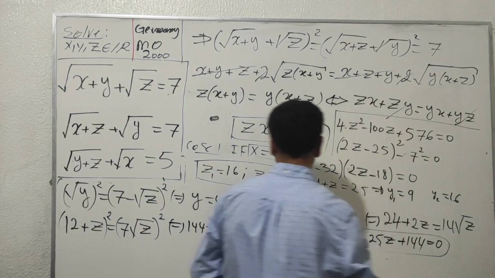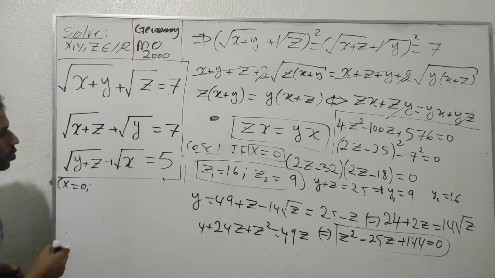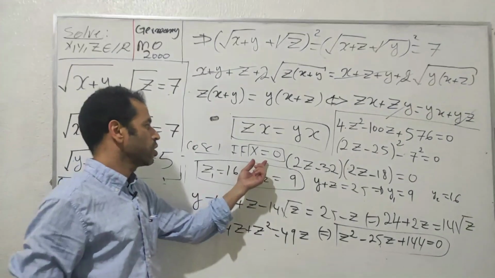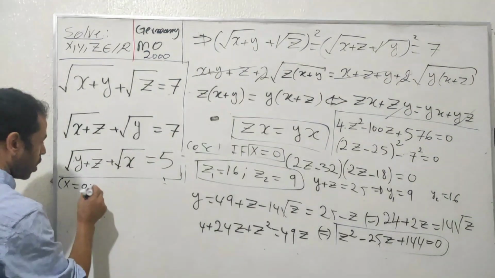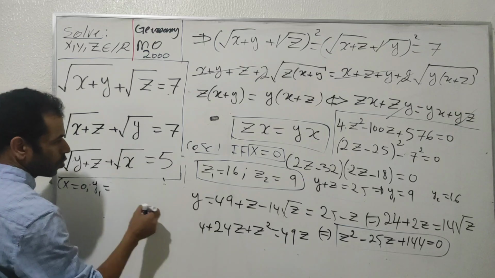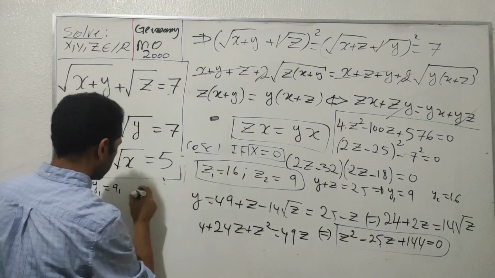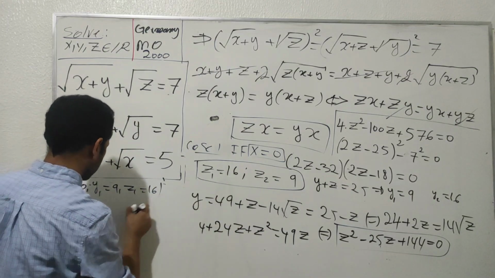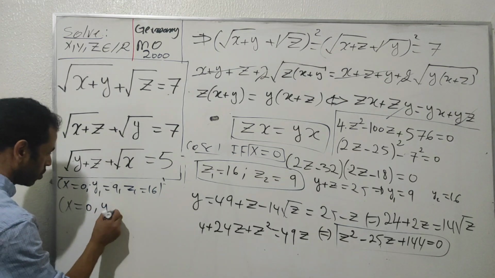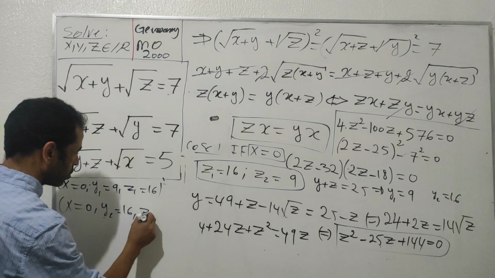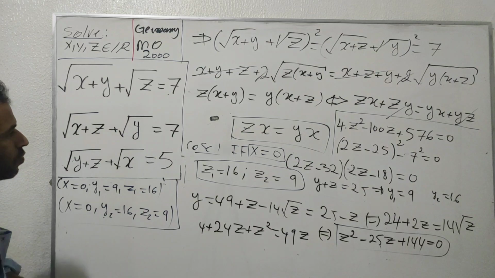So I get as a first pair of solutions x equals 0, because we have built these solutions based on this value of x. This y corresponds to y1, which equals 9, and z1 equals 16. The second pair of solutions will have the same value x equals 0, and y2 equals 16, and z2 equals 9. So I have extracted two solutions from the first case.